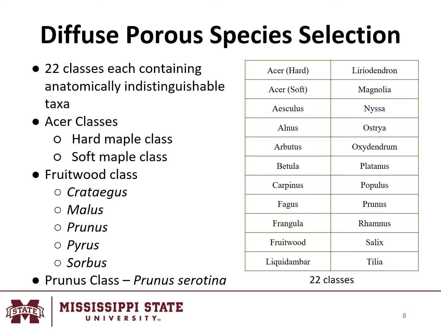An important anatomical feature for distinguishing hard maple and soft maple are the rays. Hard maple has two distinct size rays, while soft maple has more uniform size rays. Common hard maple species are Acer saccharum, sugar maple, and Acer nigrum, black maple. Common soft maple species are Acer negundo, box elder, Acer rubrum, red maple, and Acer saccharinum, silver maple.